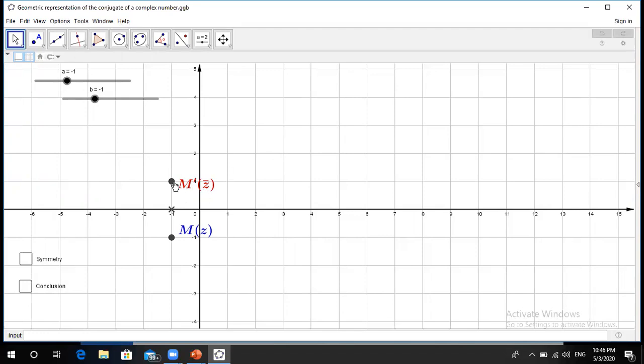What can you notice about these two complex numbers, about these two images? There's a clear symmetry around, or these are reflected in the x-axis. Let me change, for example, the value of a or of b.